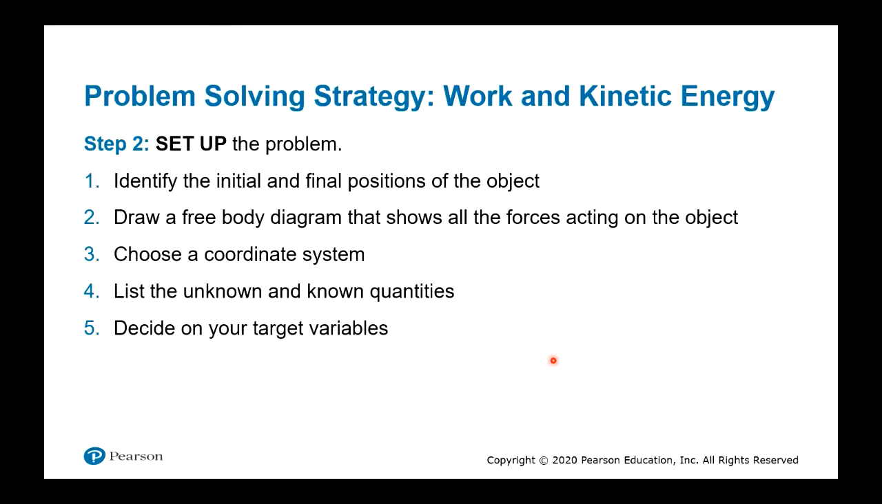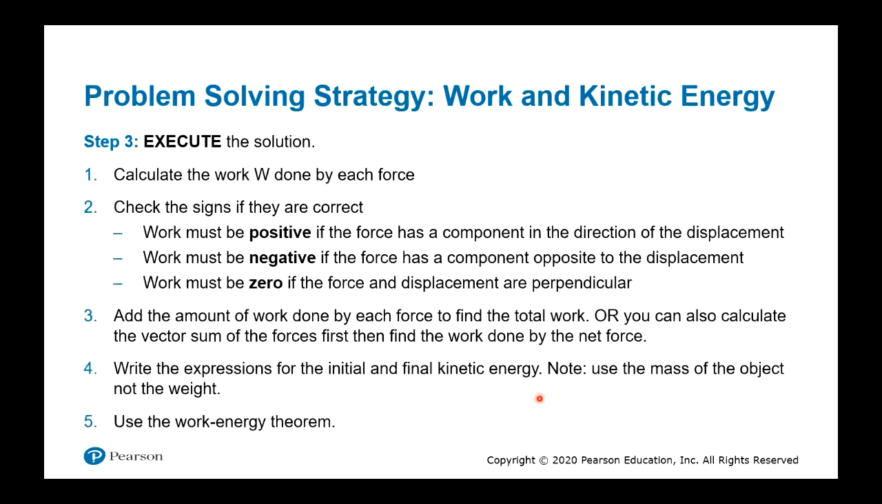So next is to set up the problem. Again, we identify the initial and final positions of the object. We have to draw a free body diagram that shows all the forces acting on the object, and then choose a coordinate system. Remember that the free body diagram is for the object, so you need to tilt it in terms of how the object is actually moving, like the hanging one, the one sliding on an incline, and all that. Next is to list down the unknown and known quantities, and then decide on your target variables.